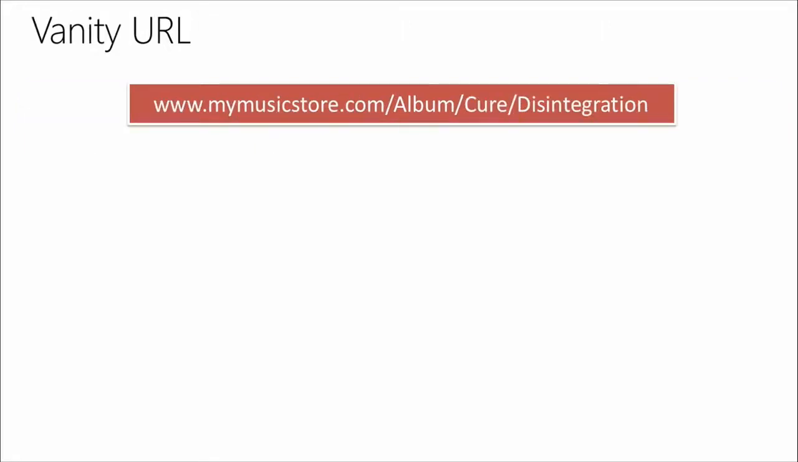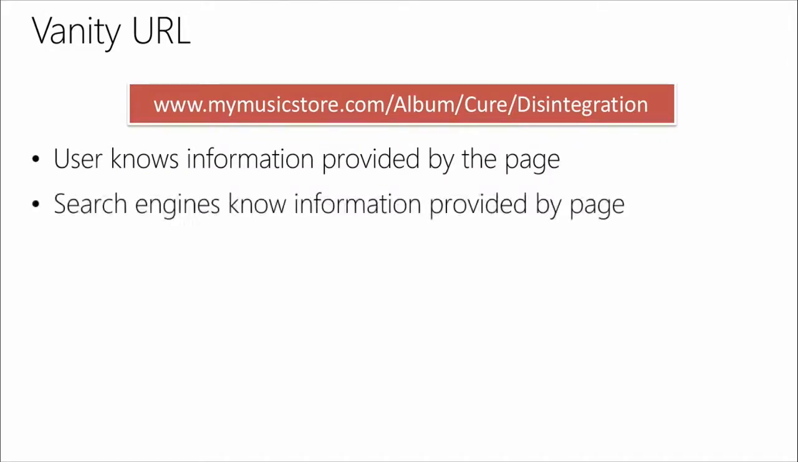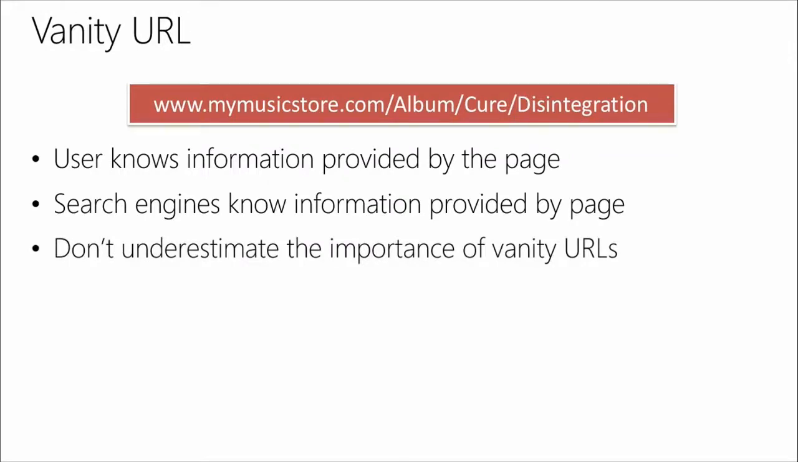And this is where vanity URLs come into play. Don't discount vanity URLs. These are extremely important. Because now when I look at this, I know exactly what's going to be on the other end of that URL: it's going to be Disintegration from the artist The Cure. It tells me that right there. So now the user knows what's going to be displayed. Search engines are going to know what's going to be displayed. And it does read that much better.